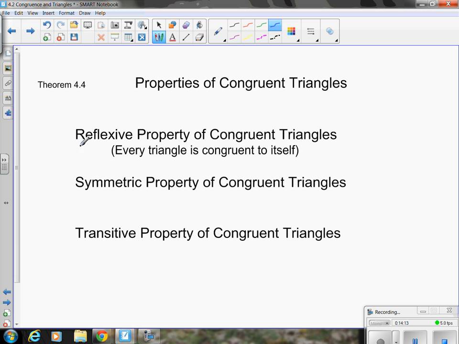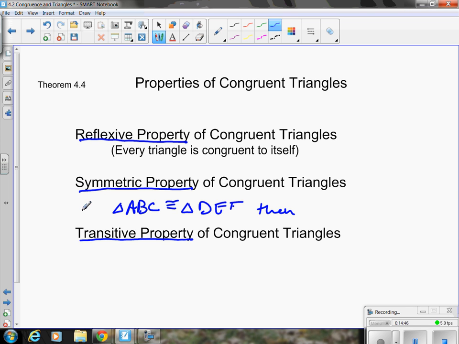The last two things, we're going to be using these later on. Well, we'll use them in the homework today, but we'll use them again later on in sections. But reflexive property, everything's congruent to itself. Symmetric property, a triangle. If triangle ABC is congruent to triangle DEF, symmetric property would say then triangle DEF is going to be congruent to ABC. Right? You flip the order.